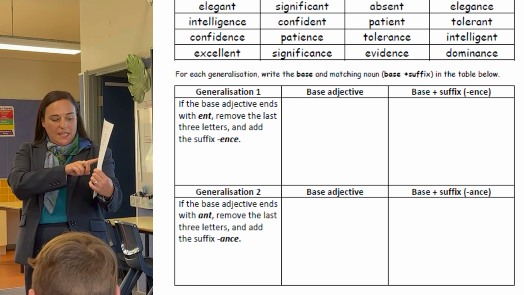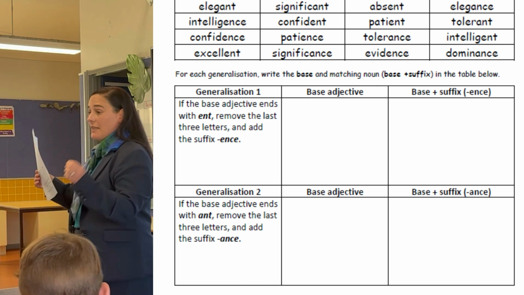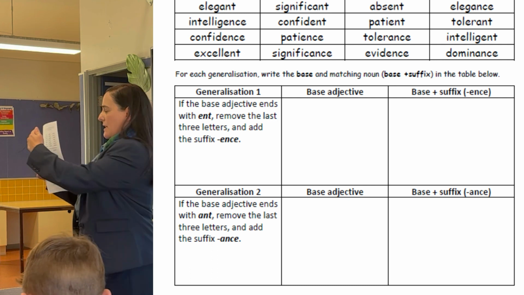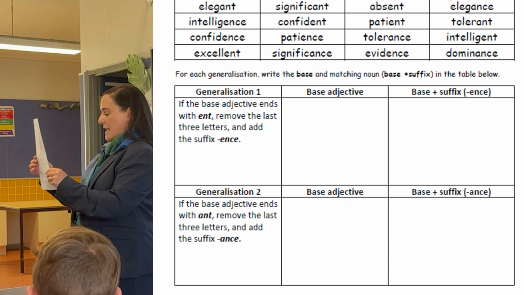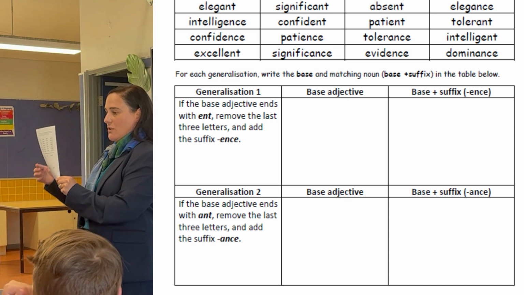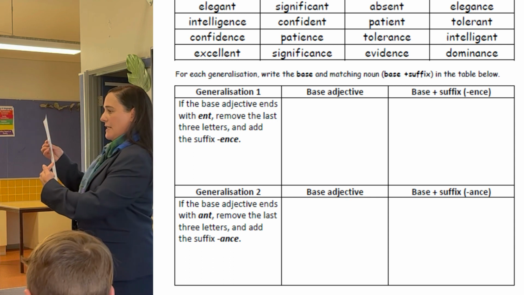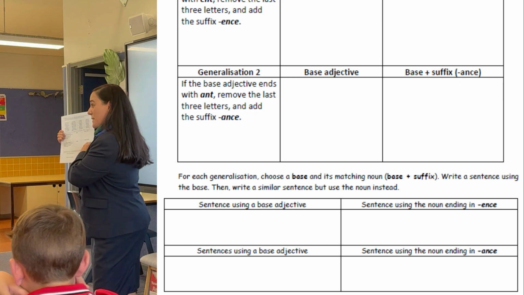And then the same thing here with the second generalization. Words like significant, they end in ANT. Can you find words that end in ANT? And then write them down here and then write the suffix next to it for each word. So significant, significance. If you have time, we can have a go at writing some sentences.